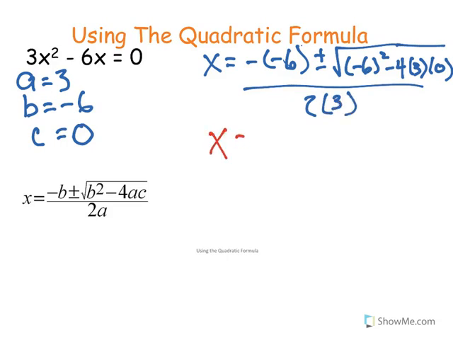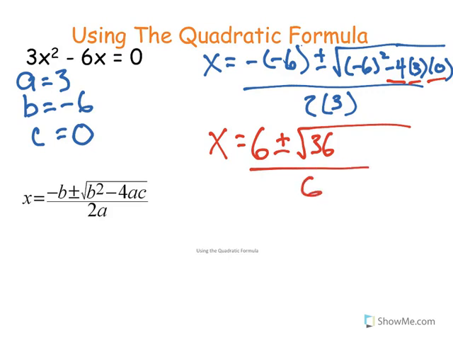So now I've got x is equal to negative 6 is positive 6 plus or minus. Now negative 6 squared is 36. Make sure the parentheses are there. I know a lot of you are going to use your calculators. You're going to forget the parentheses, and your calculator is going to give you negative 36, which is right without parentheses, but that's not what we wanted to do. So we have 36, and then it's negative 4 times 3 is negative 12 times 0 is 0. So I don't need to put plus 0 or minus 0. I'm just going to leave that exactly as is, and I'm going to put this whole thing divided by 2 times 3, which is 6.